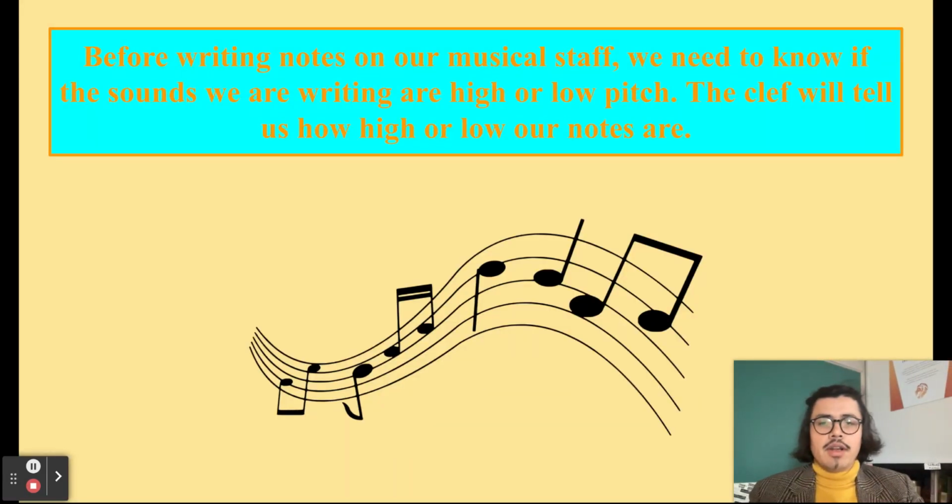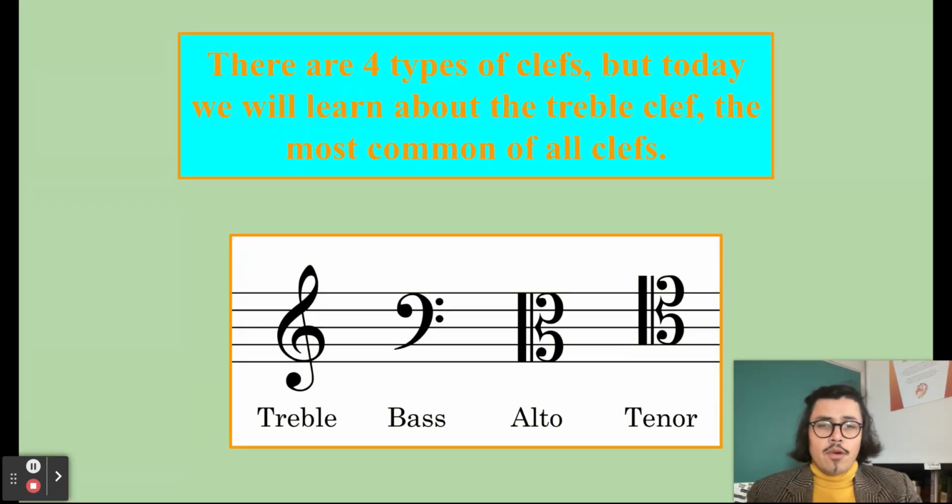So, before writing the notes on our staff, we need to know if the sound is going to be high or low pitched. The clef tells us that. As I said, there are 4 clefs, but today we're going to learn about the treble clef, the most common of all clefs. Why is it the most common? A lot of melodies are melodies that people can sing. Human range is within the treble clef usually. Rarely does it go into the bass clef on a regular voice, but you might find somebody that has a very low pitched voice. So for now, let's focus on the treble clef.